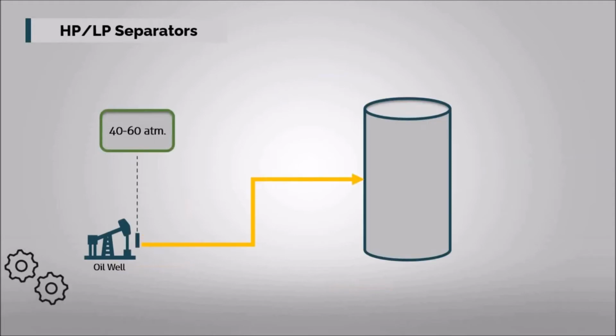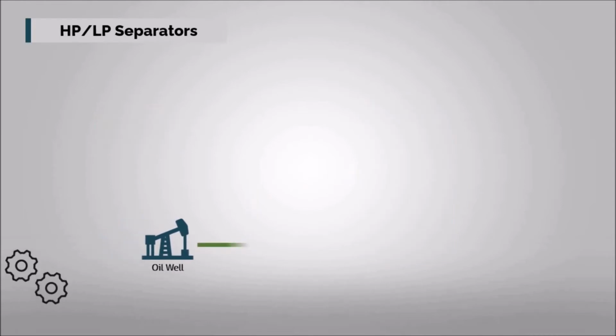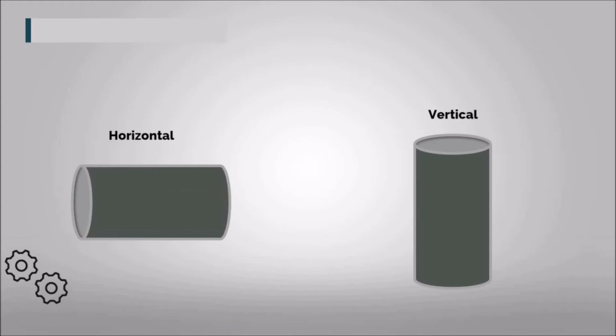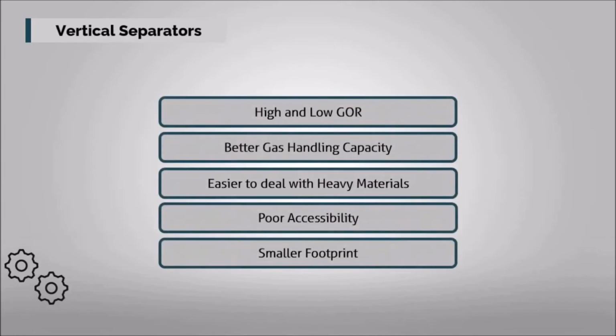Another classification of separators is based on the reservoir source pressure. If the separator operates at a pressure between 40 and 60 atmospheres, it is a high pressure separator. And for a low pressure separator, the operating pressure should be between 10 and 20 atmospheres. The third classification of separators relies on their structure, whether they are horizontal or vertical. The choice between vertical or horizontal vessels depends on the gas-to-liquid ratio and the advantages that one orientation gives over the other to reduce costs generated through operational problems.